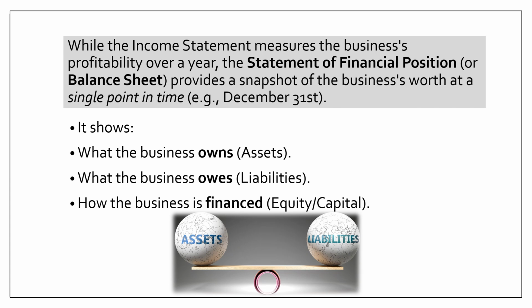While the income statement measures the business's profitability over a year, the Statement of Financial Position or balance sheet provides a snapshot of the business's worth at a single point in time. It shows what the business owns, what the business owes, and how the business is financed.